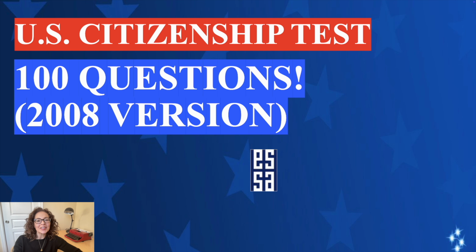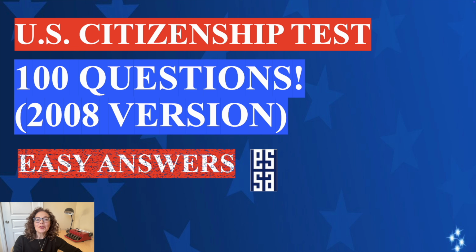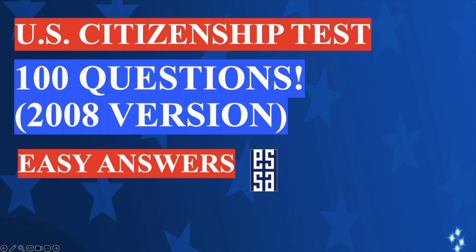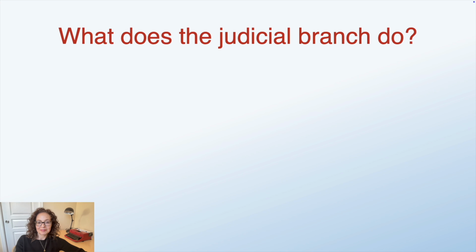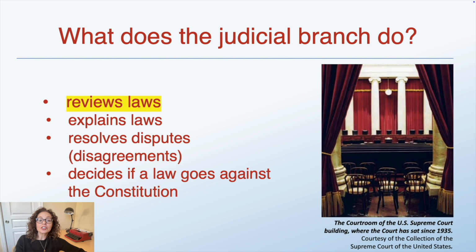Today we have another easy answer video for the 100 civics questions. We're going to go a little bit faster, though. So let's just get started with, what does the judicial branch do? The judicial branch reviews laws.